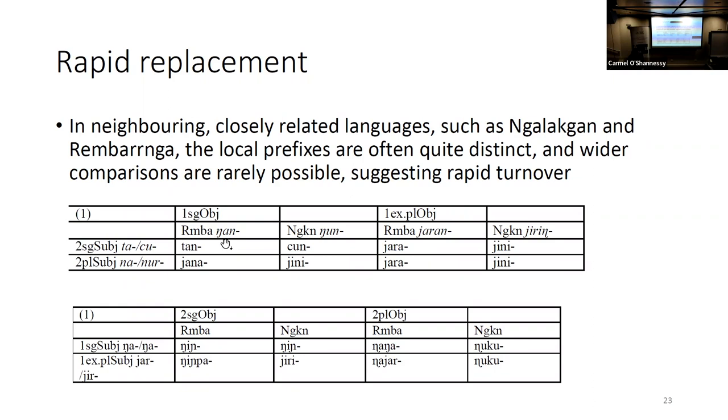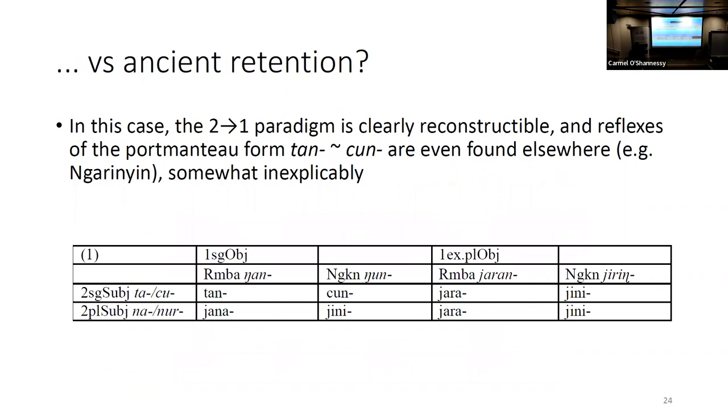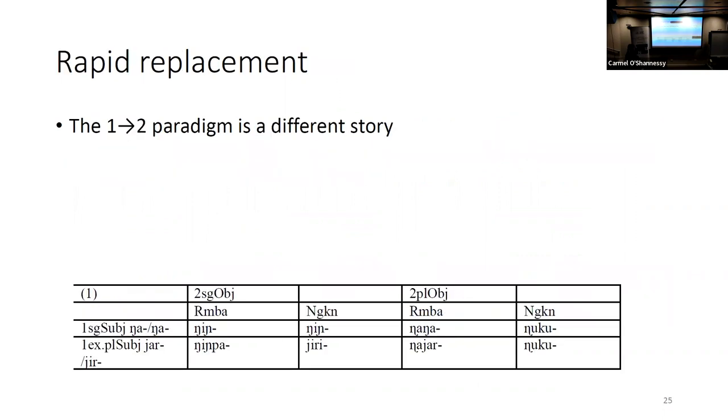But in other cases, it's very difficult to figure out what's been going on. Here, for example, it looks like Rembarrnga has just created new forms that follow the pattern in the rest of the paradigm, whereas Nalakan has this inexplicable prefix nungul, which doesn't look like anything else, except it looks a bit like the second person dative clitic pronoun, which is a bit different in Nalakan. It's nungure, but in neighboring languages, it doesn't involve a nasal stop cluster there. So in Nandi, it's nungure. And we see other examples of the use of dative pronouns in this particular part of the paradigm as well, which I don't have time to go through.